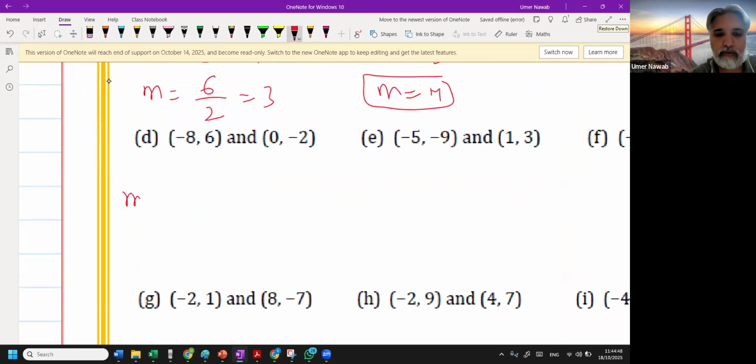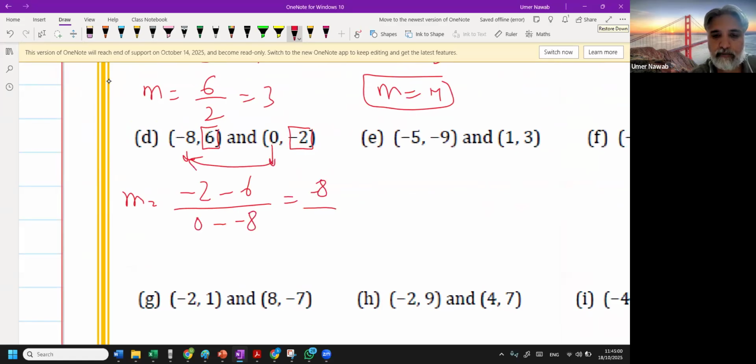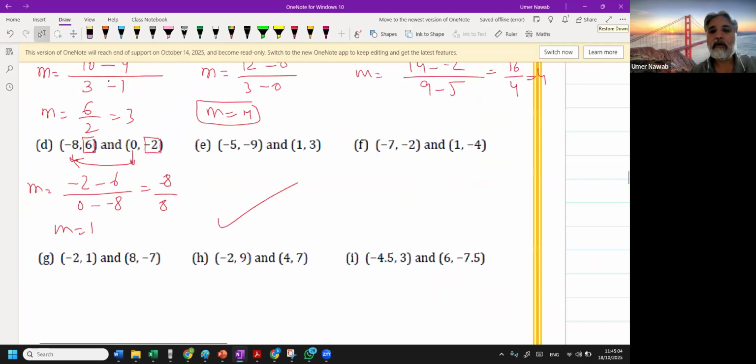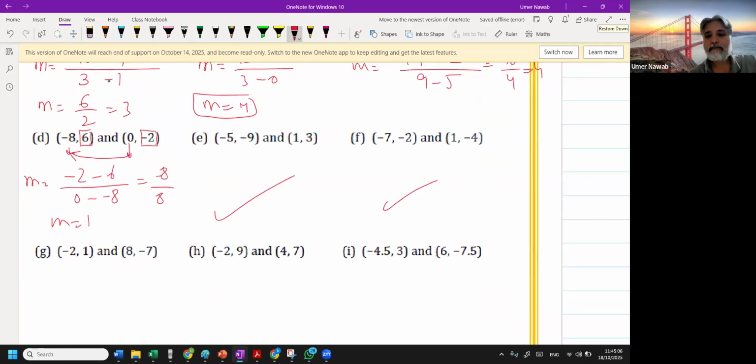In this case, I want to find a gradient. y2 is this and y1 is this. So -2 minus -6 over 0 minus -8. So -8 over 8, and the final answer is 1. Guys, in the same way, you can find the gradient.